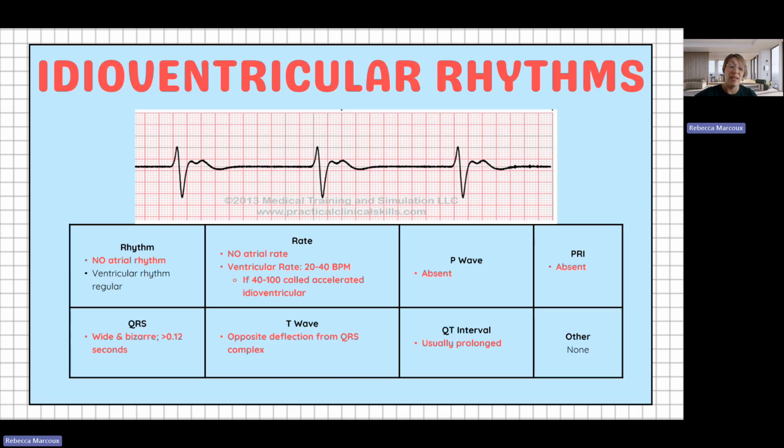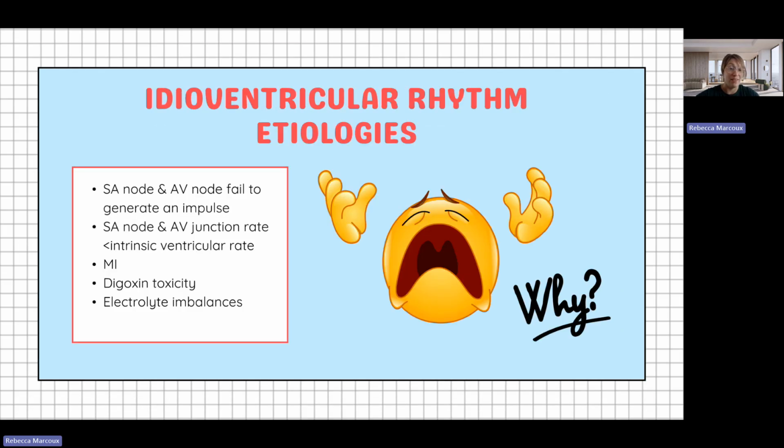Generally speaking, our T wave is going to be discordant, or the opposite deflection from the main portion of our QRS complex. In these, our QT interval is usually prolonged simply because this is a very slow rhythm, plus we have a wide QRS complex. These patients are at high risk for hemodynamic instability, as you can imagine, just because their rates are really, really, really slow. So why do these happen?